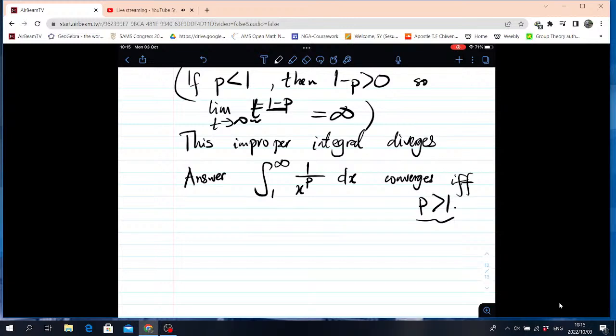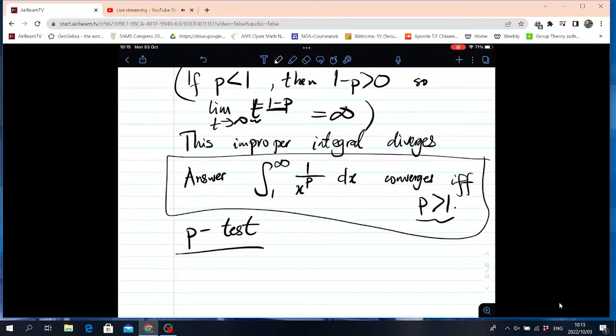And this is what is called the p-test. If you've got a function such that you say 1 over x to some p, you just need to check if p is greater than 1 for you to know if it converges or not.